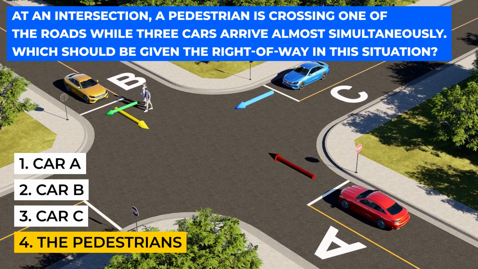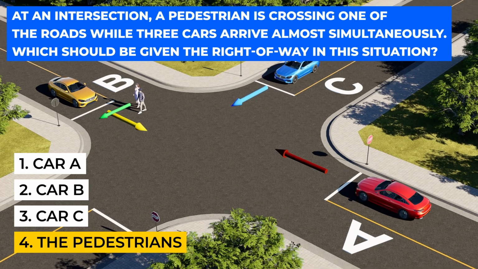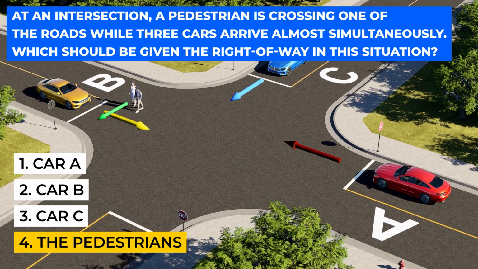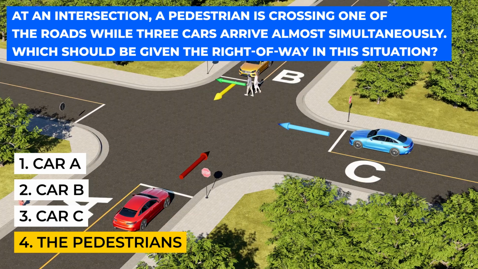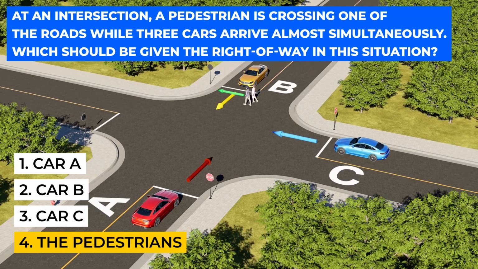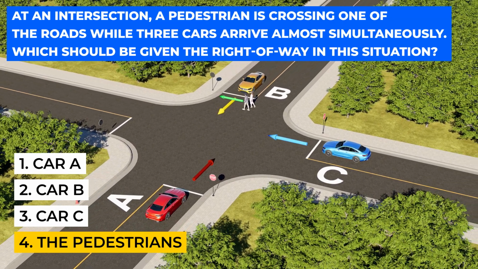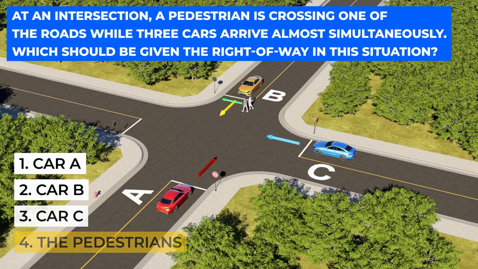A vehicle must yield to pedestrians in a marked or unmarked crosswalk, and at an intersection without signs or signals, each vehicle must yield to the one on its right. Therefore, car A must yield to car C, car C must yield to car B, and car B must yield to the pedestrian.